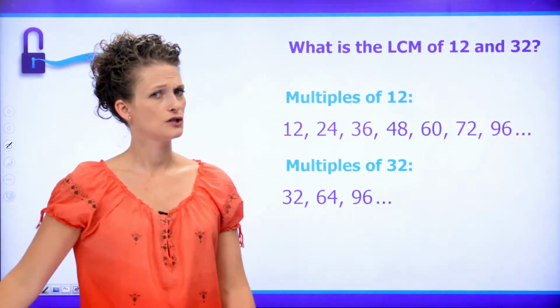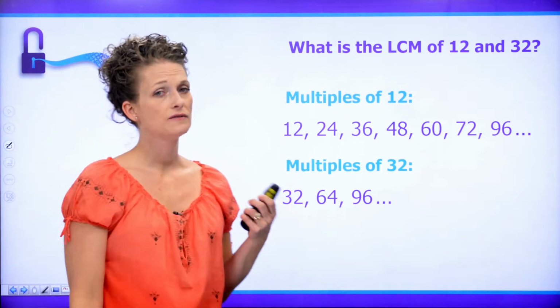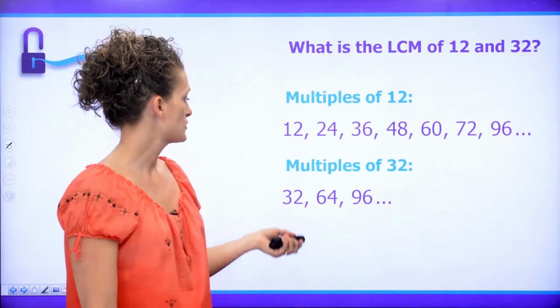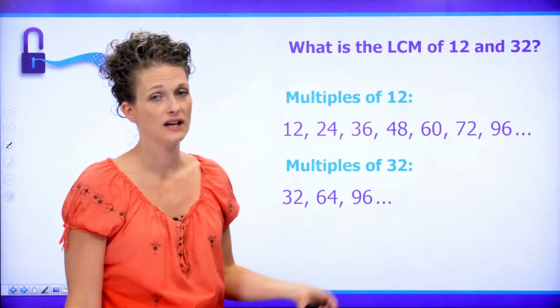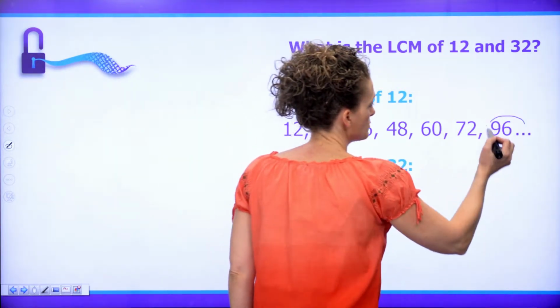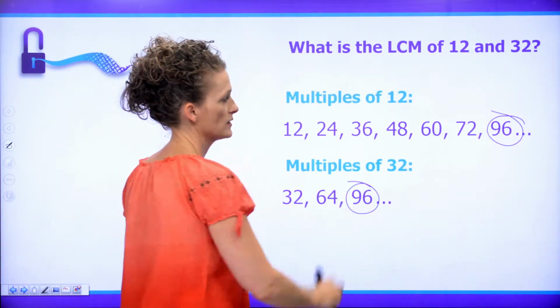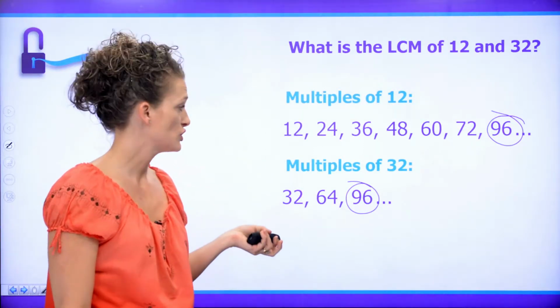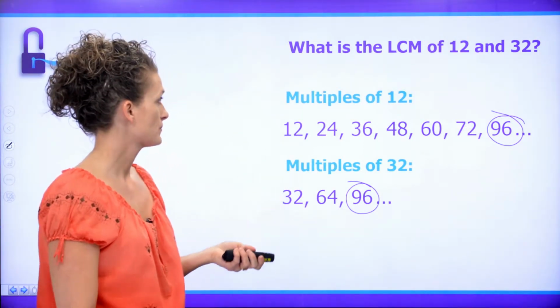How about 12 and 32? Multiples of 12: 12, 24, 36, 48, and so on. Multiples of 32: 32, 64, 96, and you could keep going. Well, the smallest number that is a multiple of both 12 and 32 is 96.